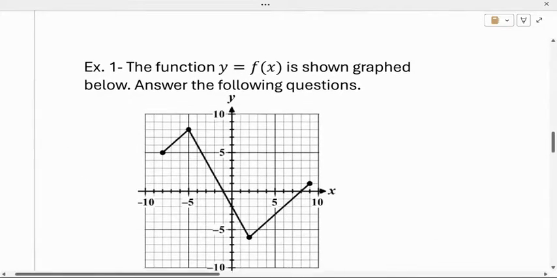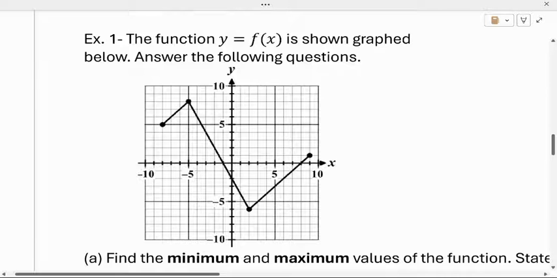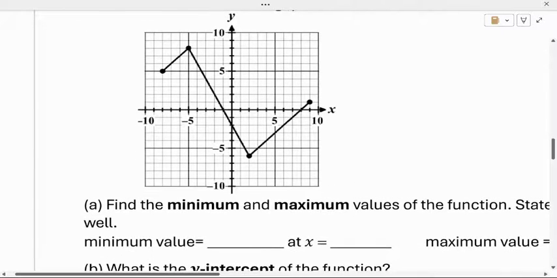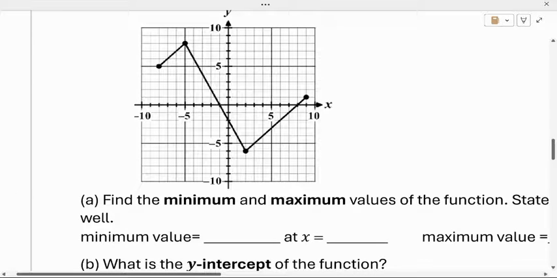All right. So we have a function shown in the graph below, and we're going to answer some questions about it. It says find the minimum. Well, remember the minimum is the what? The lowest point on the graph. So my minimum is right here. It also asks us to find the maximum. And our maximum is the highest point on the graph. So that would be right there. Can you guys see that in the gray highlight maybe?